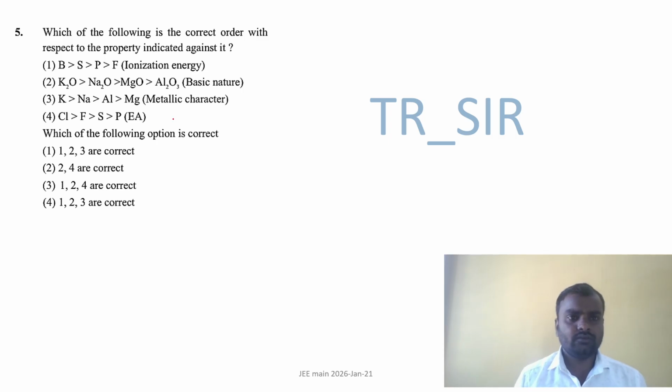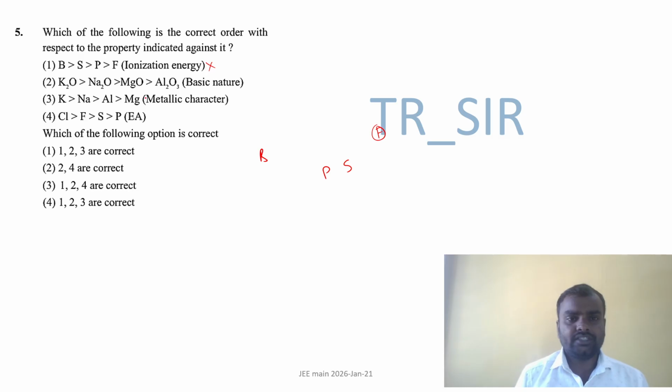Now question number 5. What is it talking about? Which of the following is the correct order with respect to the property indicated against it? If you see ionization energy, boron is in the second period, sulfur in the third period, phosphorus is here, and fluorine will be here. The highest ionization energy is not for boron, it is for fluorine. So this is cancelled out.